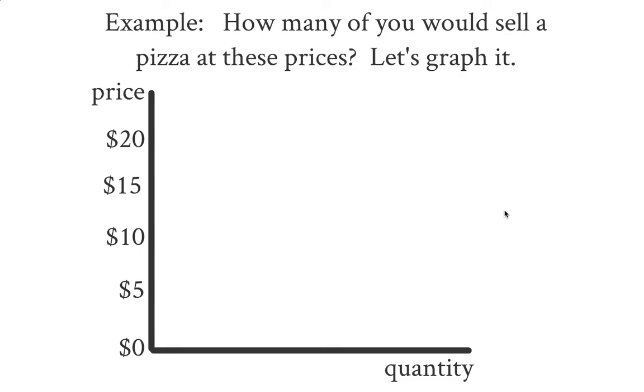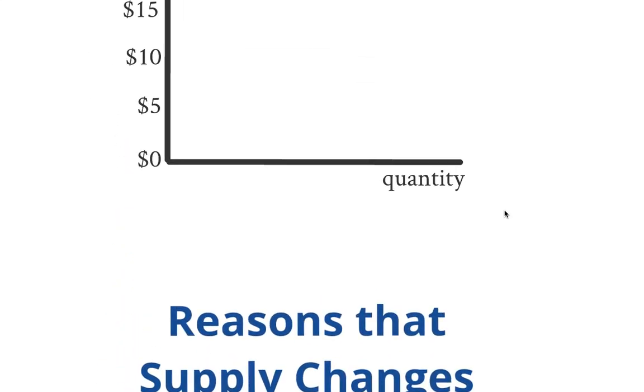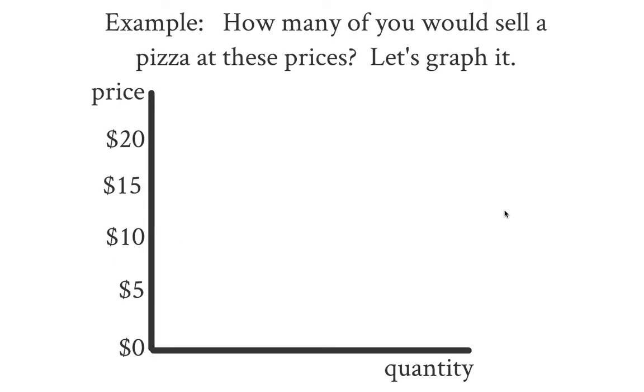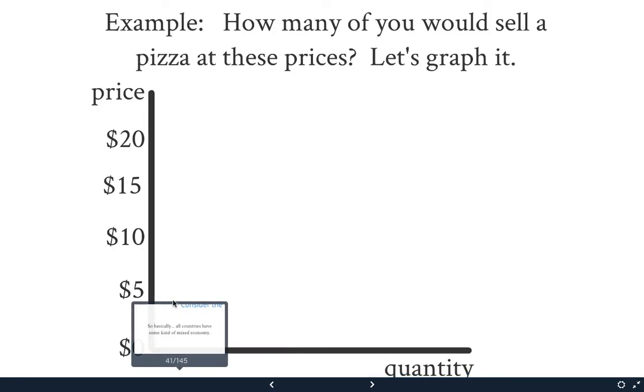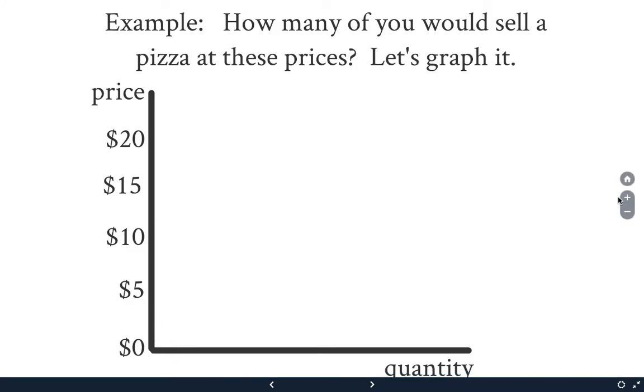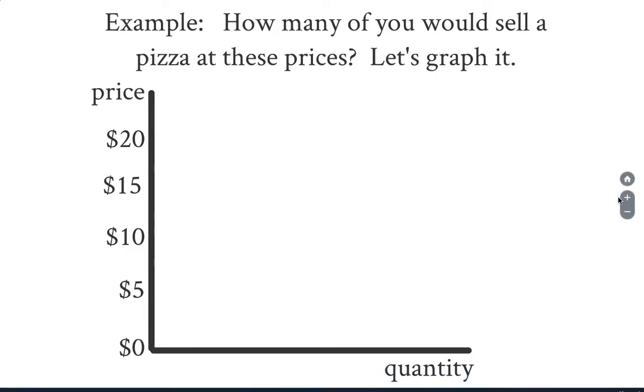Alright, so what would happen? It says, how much would you sell at these prices? So you just have to imagine this line going up. At $20, you're going to sell a bunch. $15, you're not going to sell as much. $10, you're not going to sell as much. $5, you're not going to sell hardly any. $0, you're not going to sell any at all. That's because you don't want to sell things for cheap.